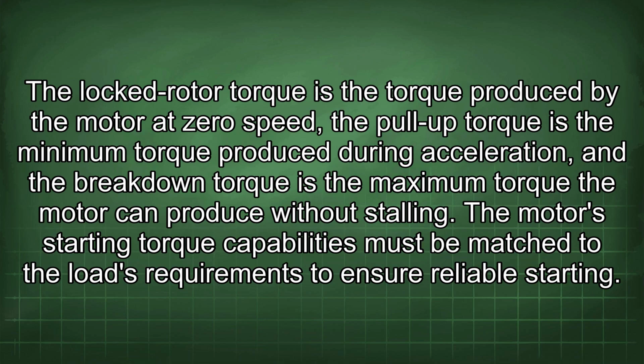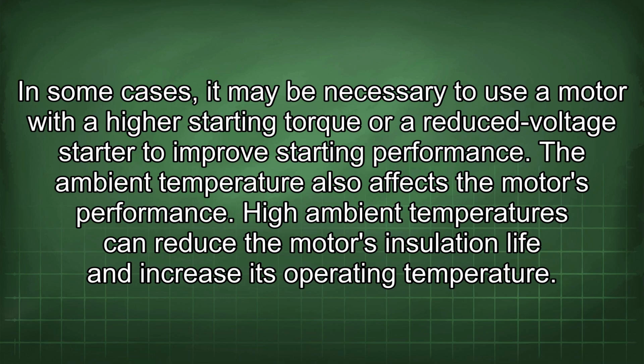The locked rotor torque is the torque produced by the motor at zero speed, the pull-up torque is the minimum torque produced during acceleration, and the breakdown torque is the maximum torque the motor can produce without stalling. The motor's starting torque capabilities must be matched to the load's requirements to ensure reliable starting. In some cases, it may be necessary to use a motor with a higher starting torque or a reduced voltage starter to improve starting performance.